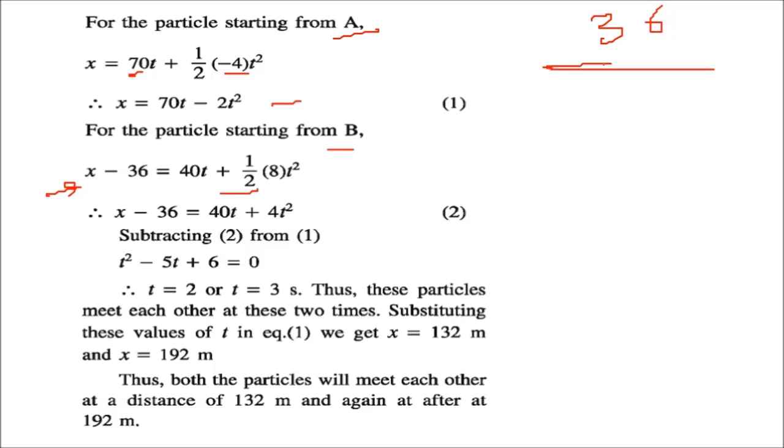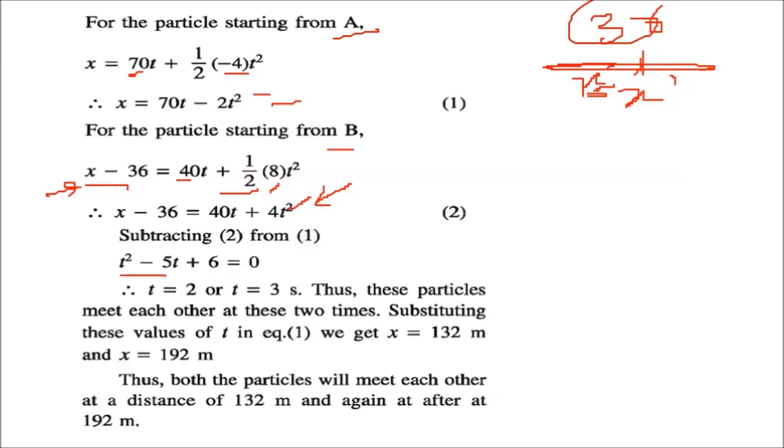If one has traveled x, say the total distance is x, then the other will be x minus 36, because it might have reached here. So it has to be x minus 36, again with its velocity and its acceleration. We get another equation. Let us solve these two, or you can say just subtract these two.